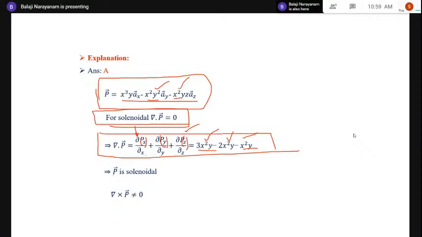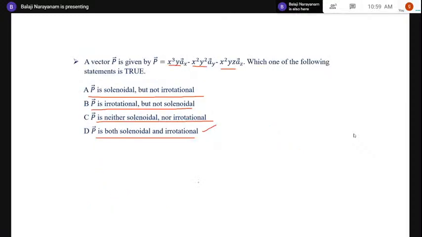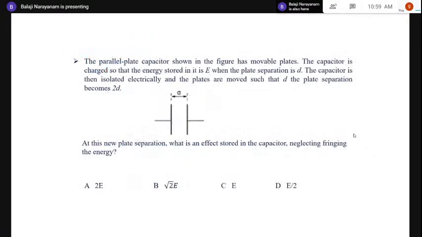So hence P bar is solenoidal, and the curl, the cross product between del bar and P bar, curl of P bar, is not equal to 0. We may observe that curl of P bar need not be computed in full, we may easily do this, and we observe that del cross P is not equal to 0. Hence you may conclude the answer as solenoidal but not irrotational. So this is what we may understand.